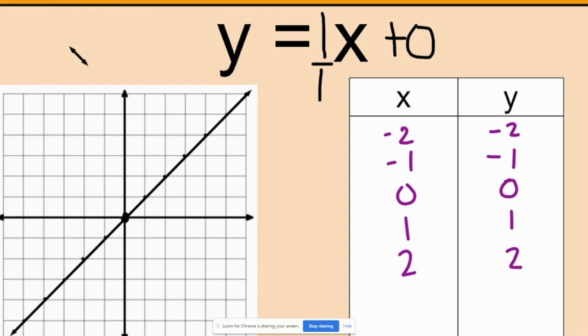Let's check those ordered pairs. I didn't check them on the last one, but we probably need to check them on this one. One ordered pair is negative 2, negative 2. So let's see. 1, 2, 1, 2. Yep, that one's on there. Negative 1, negative 1. Okay, so negative 1, negative 1. That one's on here. Then it looks like the third ordered pair is 0, 0. Then I have 1, 1, and 2, 2. Man, nailed it. Nice job.